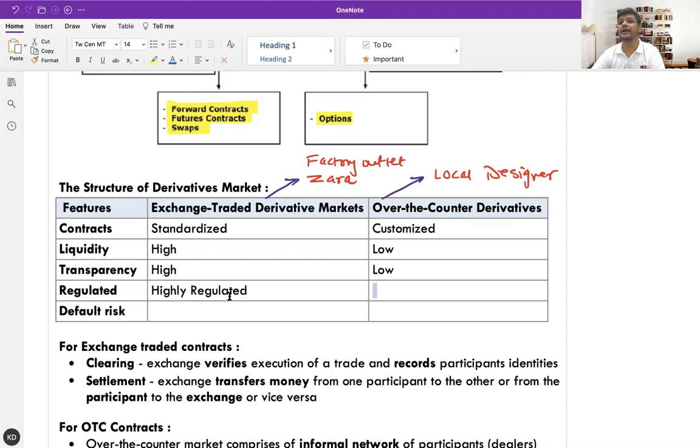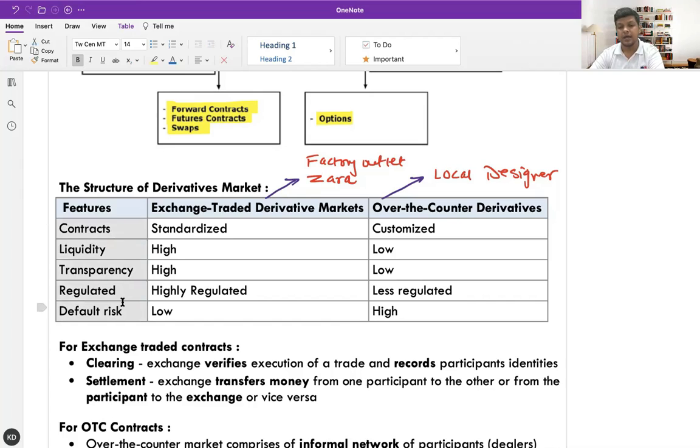But OTC contracts are not illegal, but they are less regulated. Why? Because it's between two people, and if there is some issue, you'll probably have to file a court case or something. You don't have a third party to do the arbitration in that process. Clear? So where is the default risk more? On exchange or over the counter? On over the counter. So default risk is very low on exchange and very high on OTC. Clear?